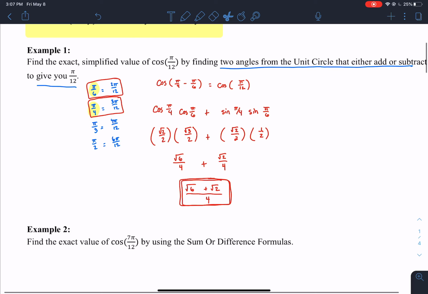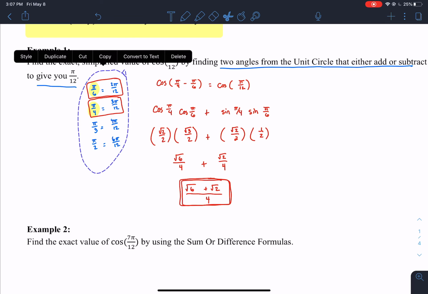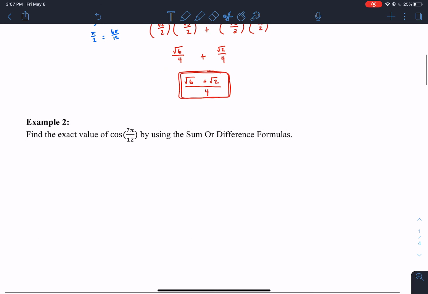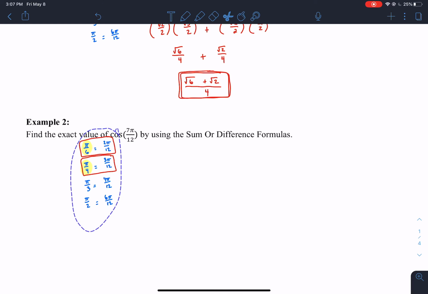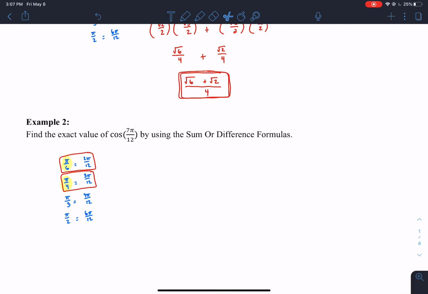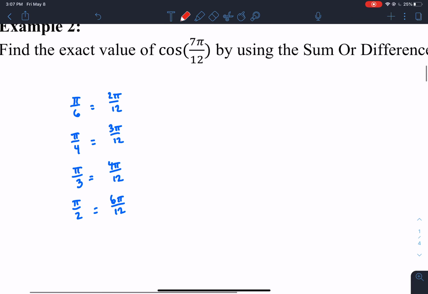So actually, what I'm going to do is copy this and move it down here. All right, so now what I have to do is come up with two angles that either add or subtract to give me 7 pi over 12.